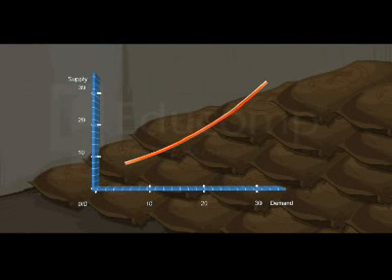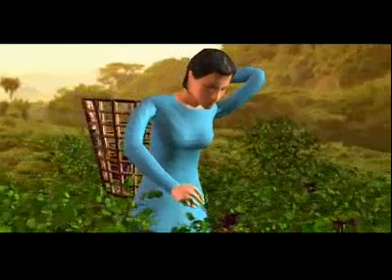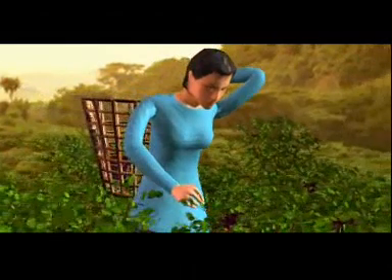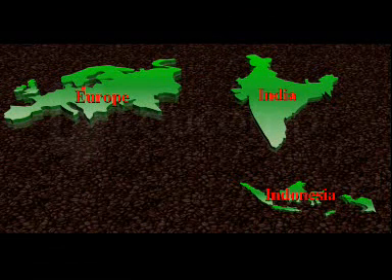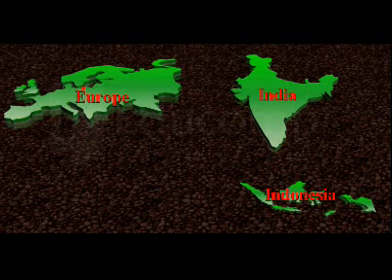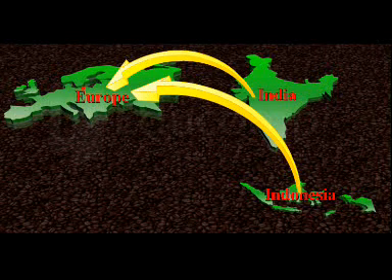To understand how demand affects productivity, let's look at an example. In the late 17th century, there was a great demand for coffee in Europe. To meet this demand, the Dutch introduced coffee production in India and Indonesia. Within a short period of time, these countries became the leading suppliers of coffee to Europe.